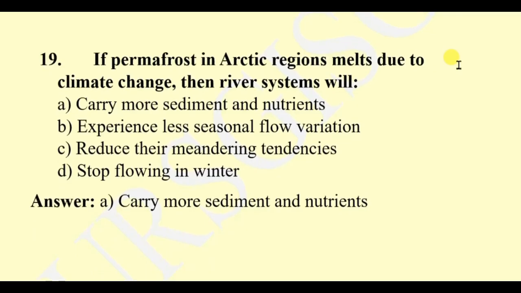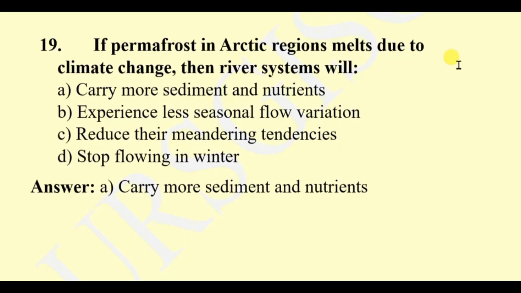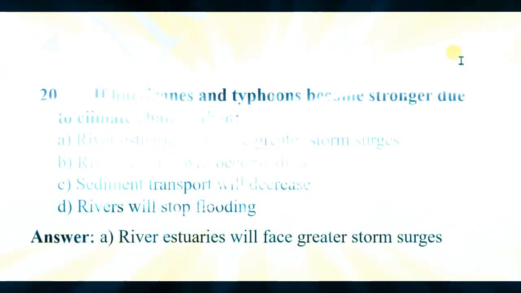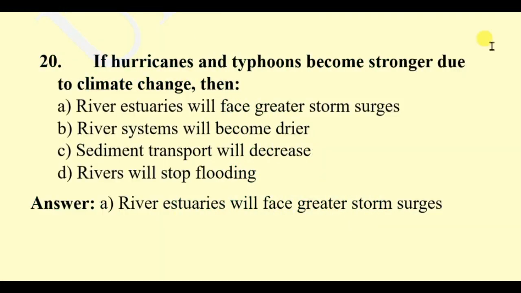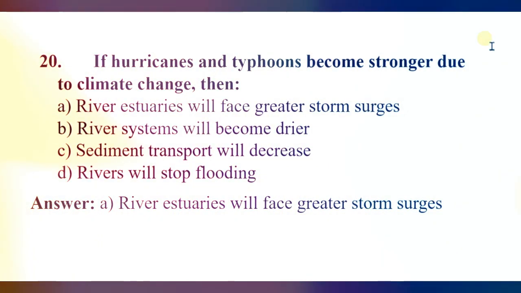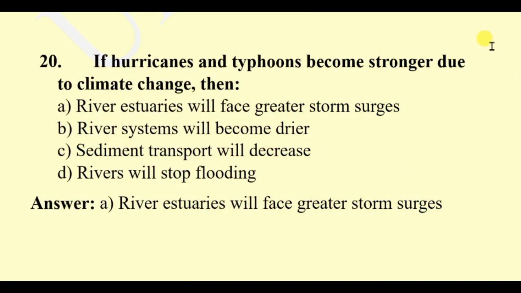Question number 19. If permafrost in Arctic regions melts due to climate change, then river systems will carry more sediment and nutrients, experience less seasonal flow variation, reduce their meandering tendency, or stop flowing in winter. Here the right answer is carry more sediment and nutrients. Question 20. If hurricanes and typhoons become stronger due to climate change, then river estuaries will face greater storm surges, the river systems will become drier, sediment transport will decrease, or rivers will stop flooding. The right answer is that river estuaries will face greater storm surges.